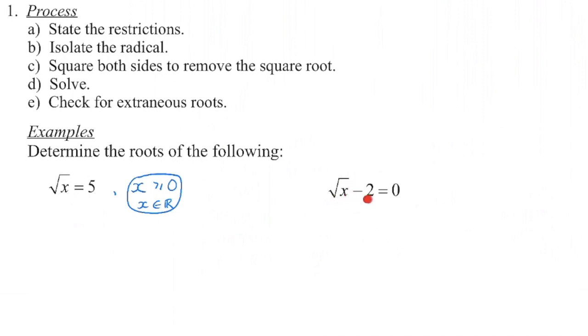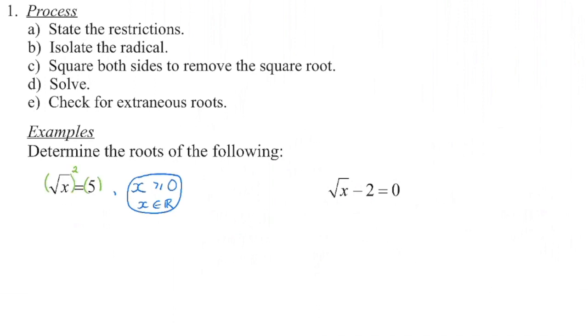This -2 is not underneath that radical sign. So we would have to move this over, first of all, in order to isolate that radical. This one is already isolated. Now, we need to get rid of this square root, and so the opposite operation to square rooting is to square. And anytime we do something to one side, we're going to do the same thing to the other side to keep it balanced. That's kind of like Algebra 101.